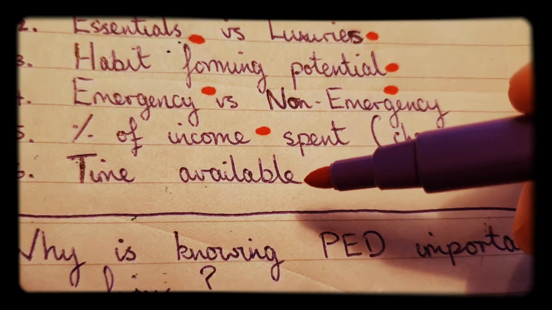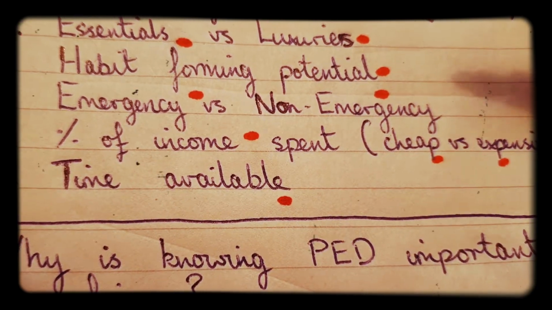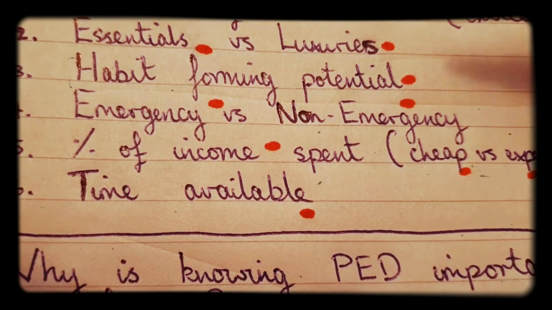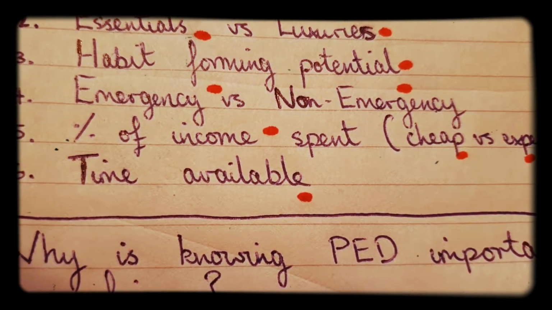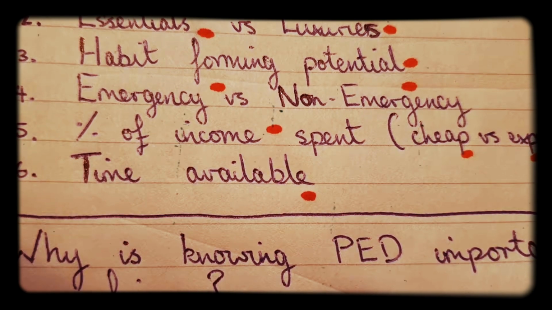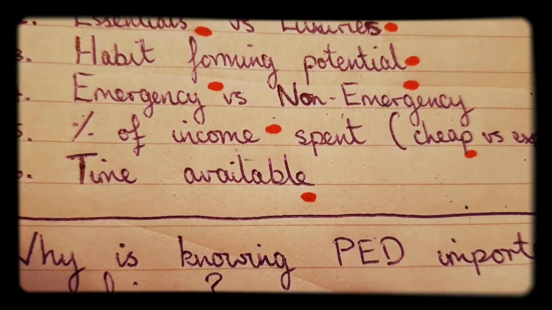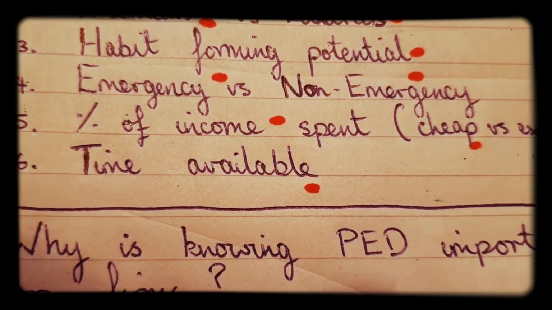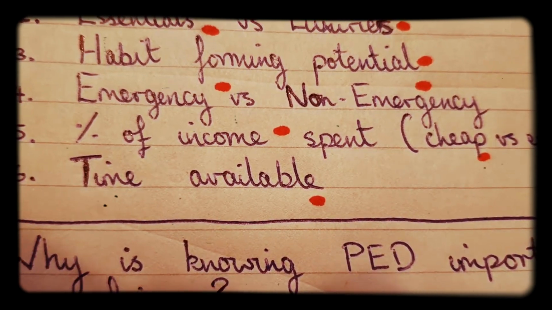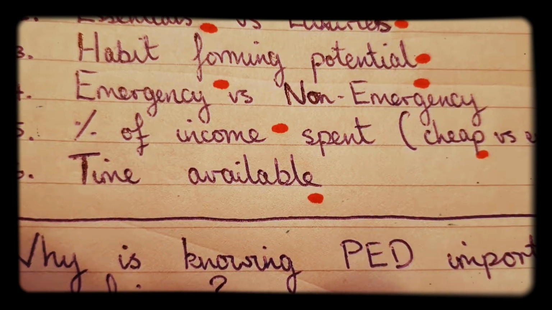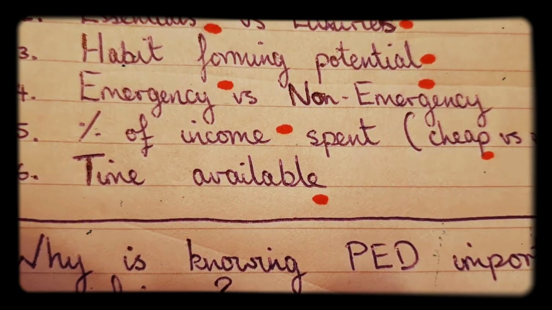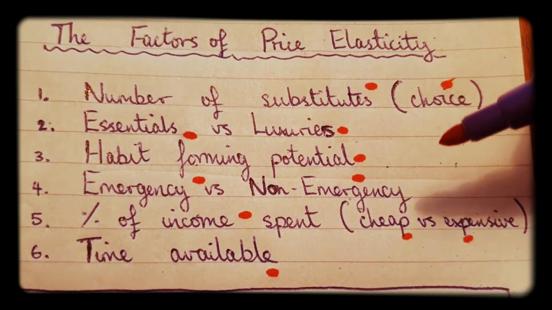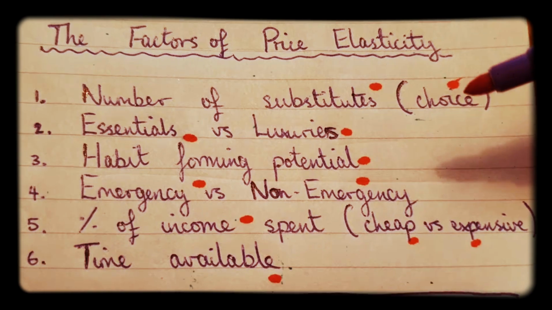The other thing that makes a big difference is the time available to hunt around. If you have a lot of time and you're thinking forward, a few months ahead, you can shop around for the best deal and you are more price sensitive. So if you have a lot of time available, it will be price elastic. However, if you don't have a lot of time available, it will be price inelastic. So these are a lot of the different factors of goods and services that determine the PED.